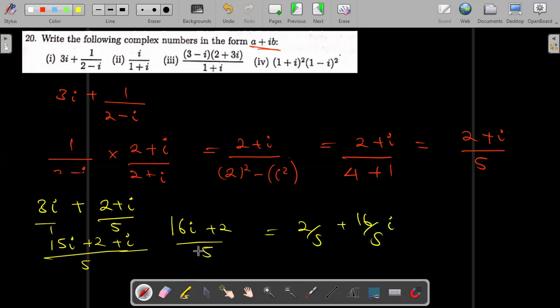Is there any question? All right, since there's no question, meaning everybody's clear, we can move on to the next set of questions, which is this.